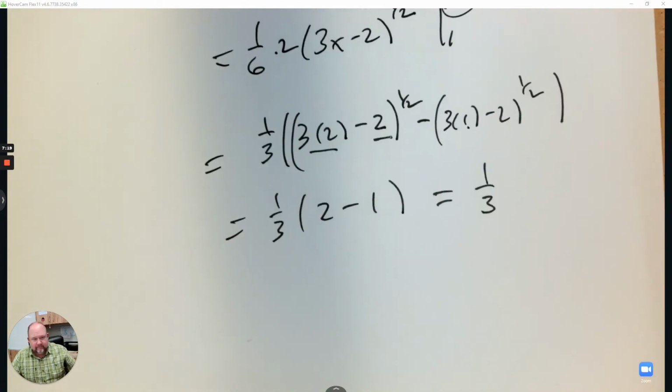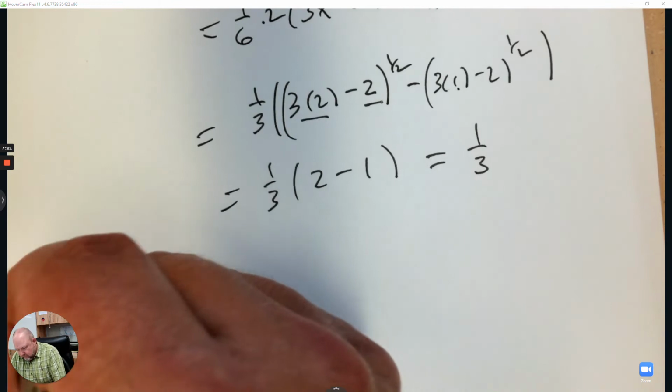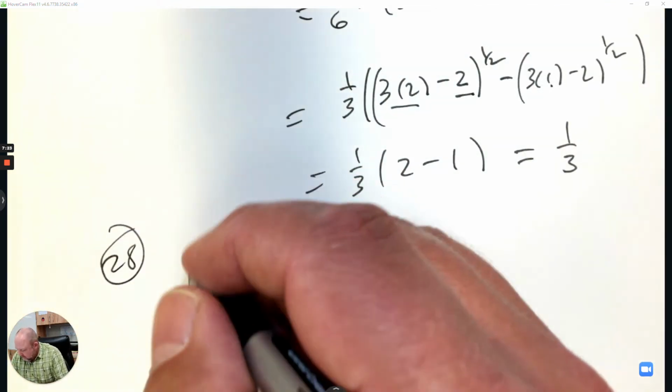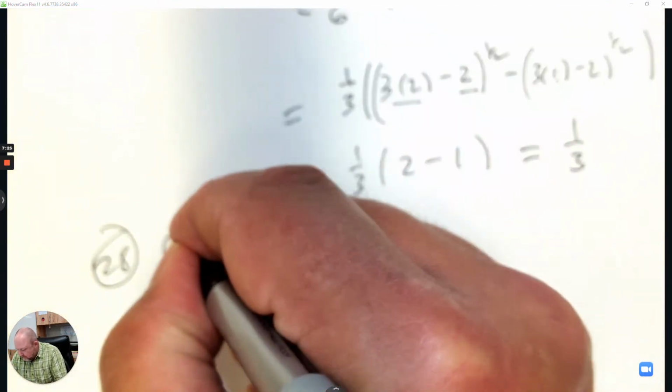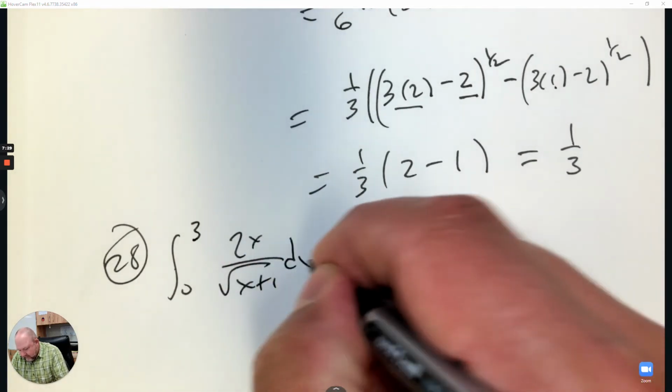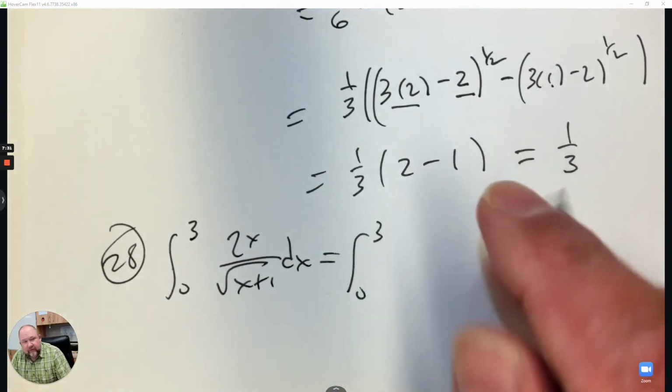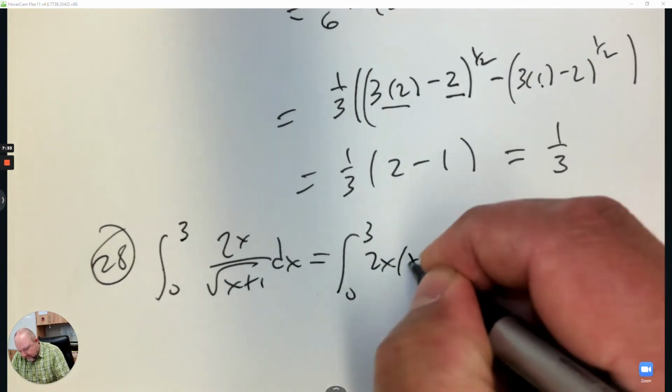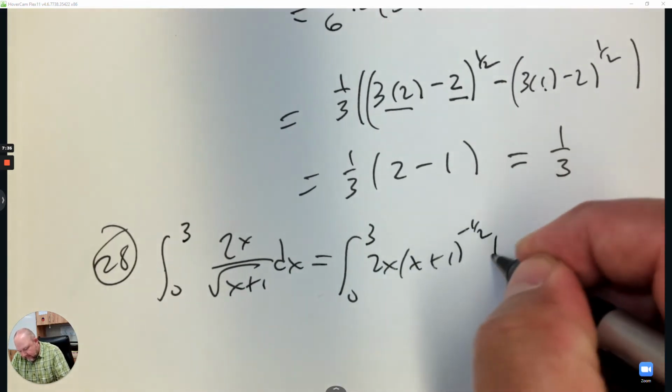28. Integrate from 0 to 3. What do I notice to do here? So if I make it calculus friendly, I have x plus 1 to the negative a half.